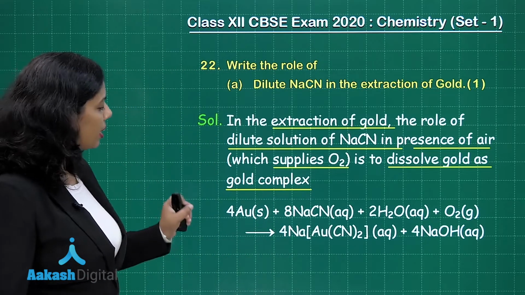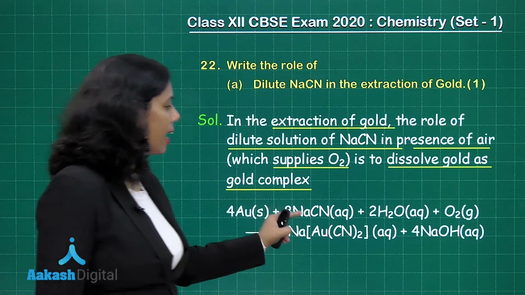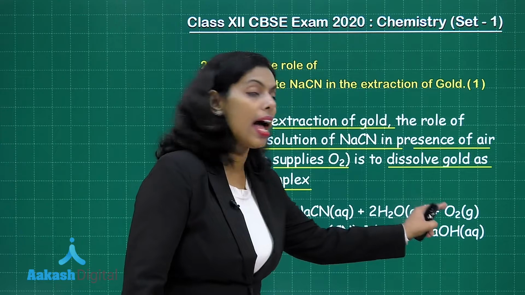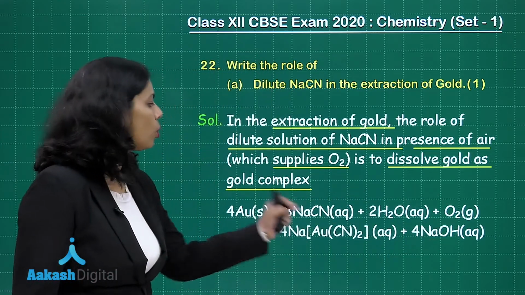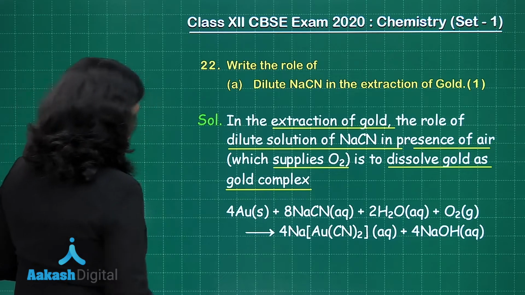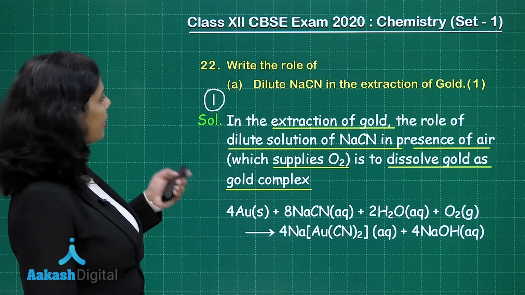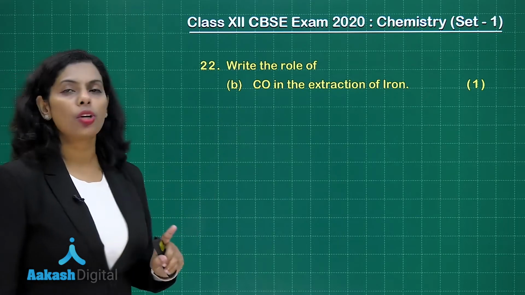This can be represented with the help of the chemical reaction where gold is reacting with NaCN, H2O and O2, and there is the formation of the gold complex. I hope it is clear, and this part will give you 1 mark if you are attempting in this manner. Let's take the next part, CO in the extraction of iron.